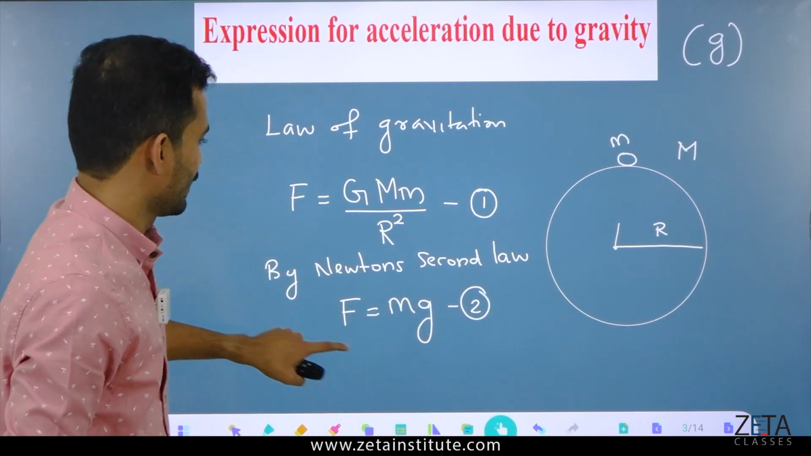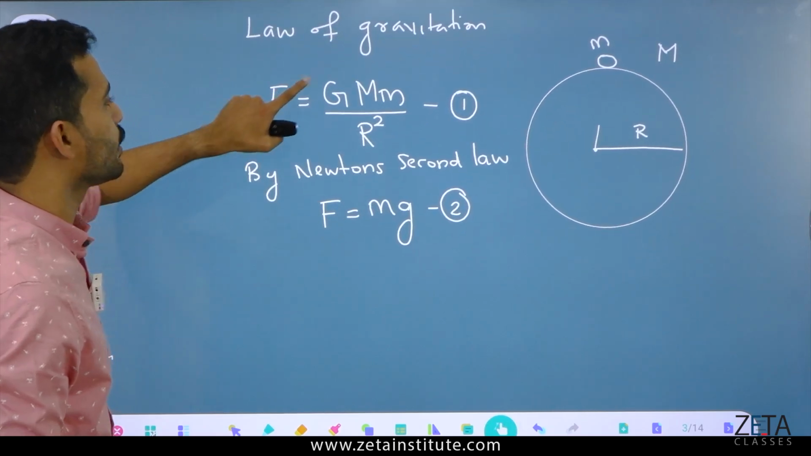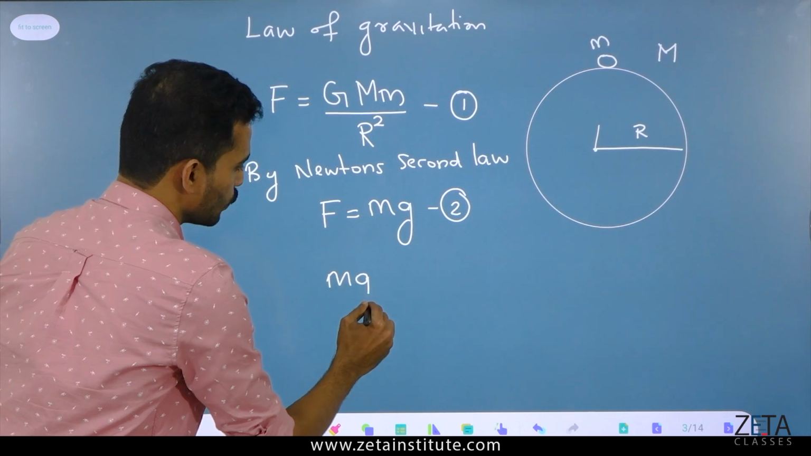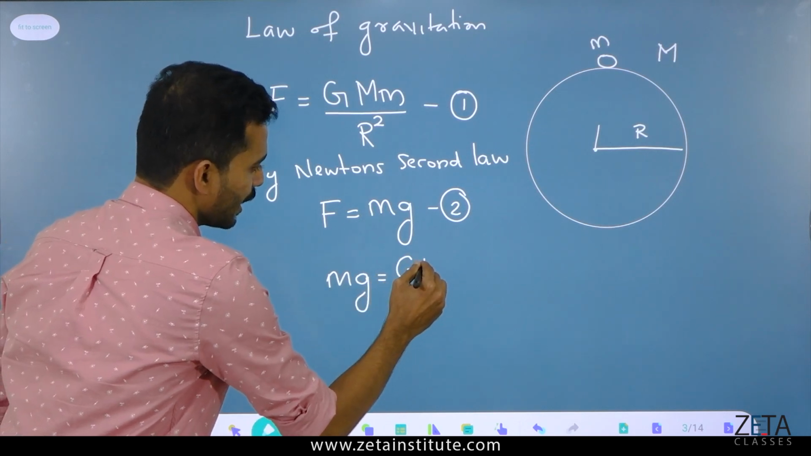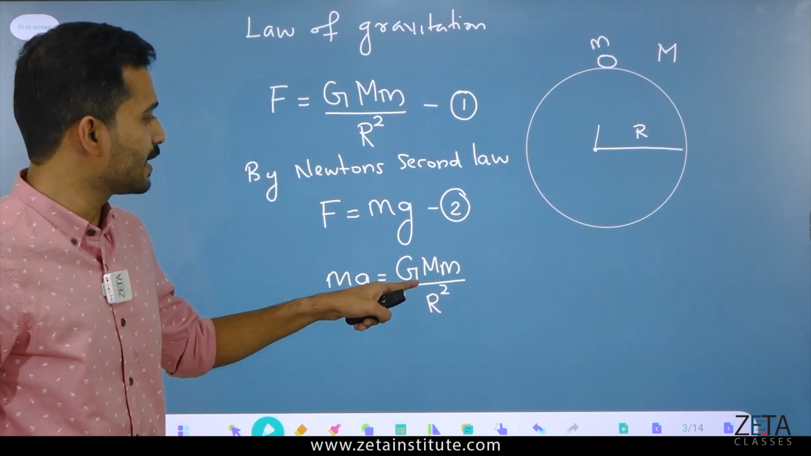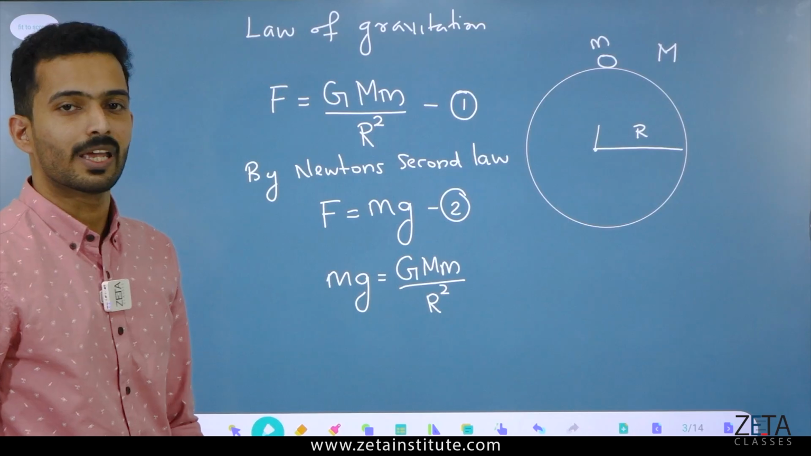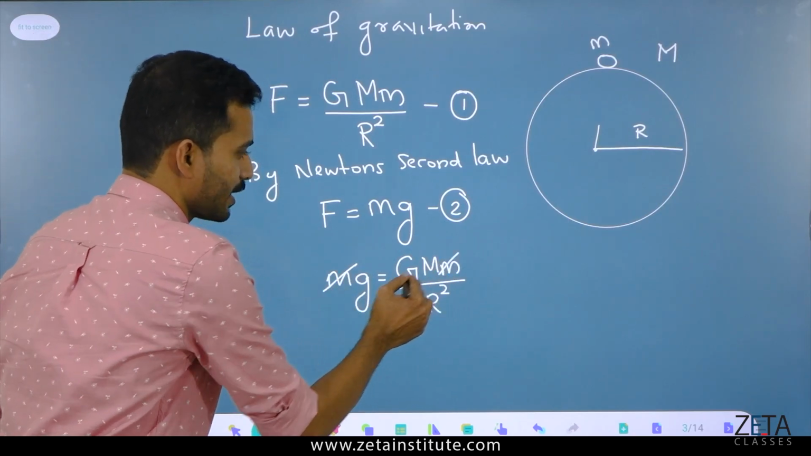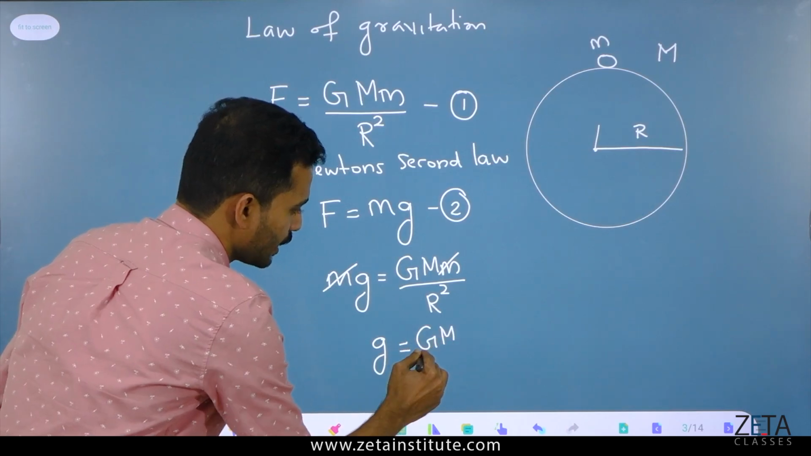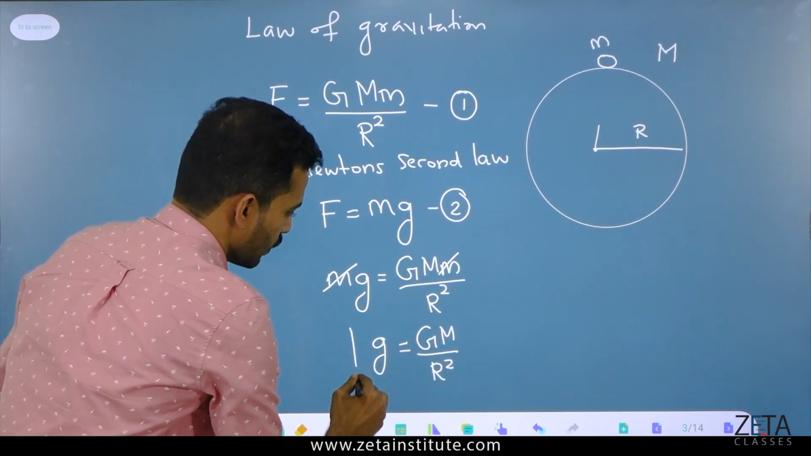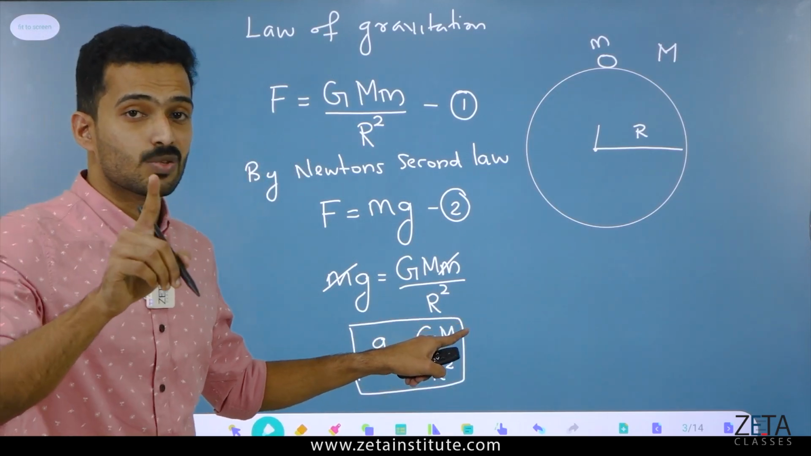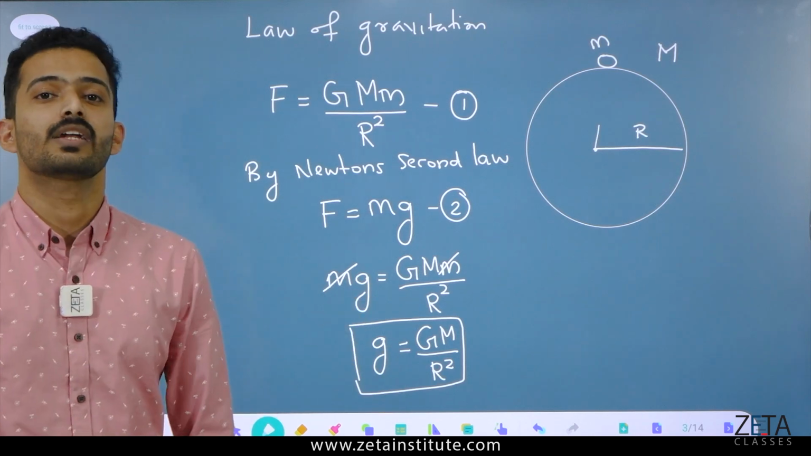Then compare equation 1 and 2. We can write mg is equal to G M m divided by r square. We can cancel m on both sides. Then the acceleration due to gravity is given by g is equal to G M divided by r square. Here capital G is the gravitational constant, M is the mass of Earth and r is the radius of Earth.